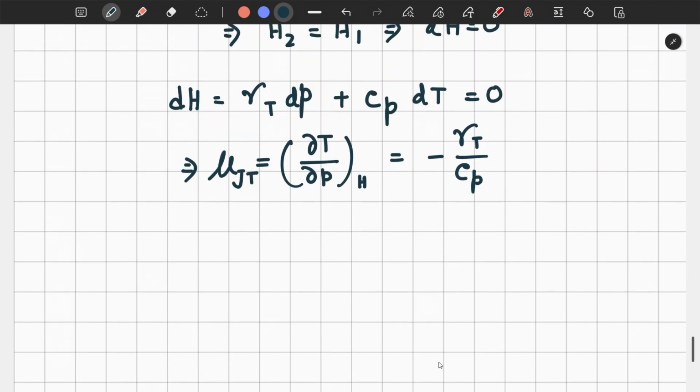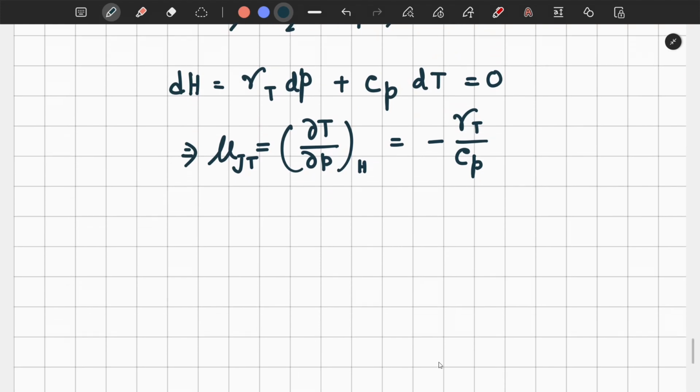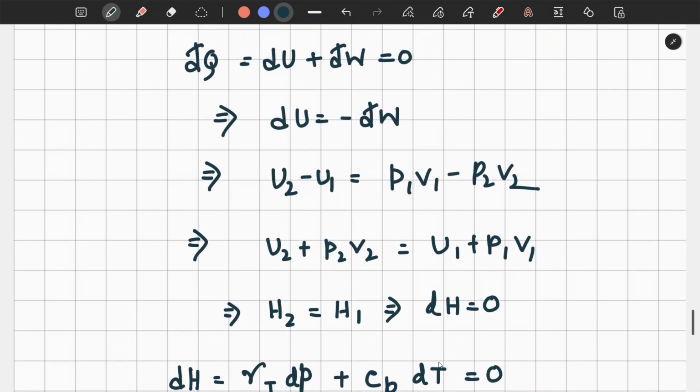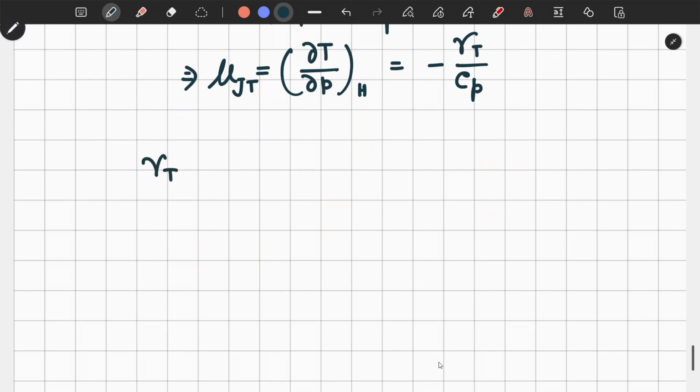For an ideal gas, if you calculate, it will always be zero. This mu JT is zero, that means gamma t is always zero because Cp is not zero eventually. Okay, then it will be zero. How can you check it for an ideal gas? From PV equals to nRT.